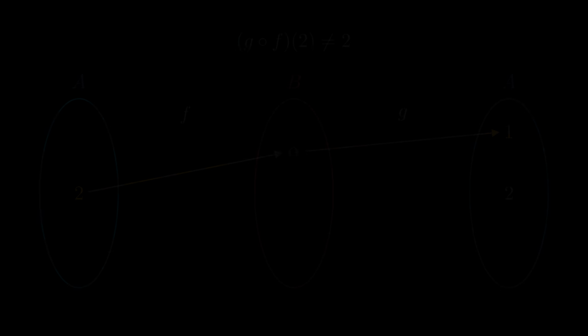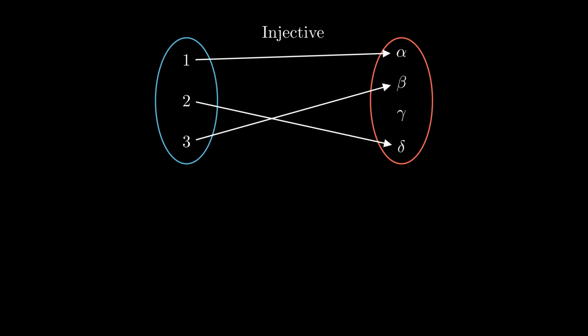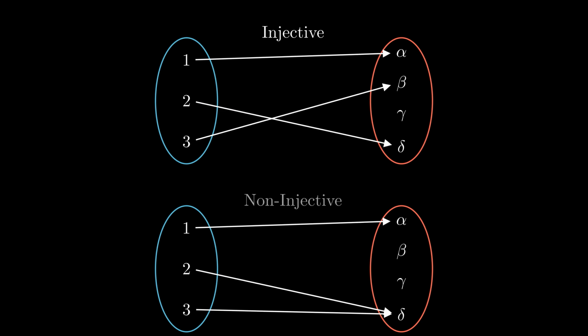Functions that connect all the elements in the domain to distinct elements in the codomain are important enough that they have their own name. Injective functions. More colloquially, we refer to them as one-to-one functions as opposed to many-to-one.